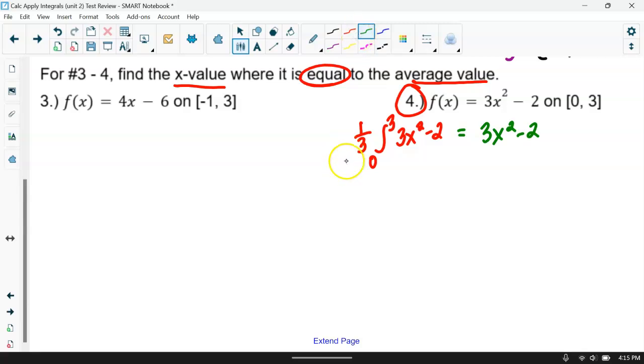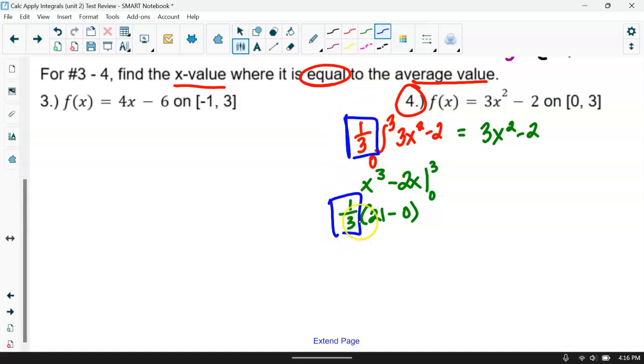So now let's go ahead and focus on what is the average value. So here we're going to get our integral, which is x to the 3rd, right, because add 1, divide by 3, minus 2x. Then here, substitute from 0 to 3. So when you substitute 3, you get 21. Minus, when you substitute 0, you get 0. So here is 21, right? But remember, we need 1/3 of 21. So don't forget to get the average here. So 1/3 of 21 is 7.